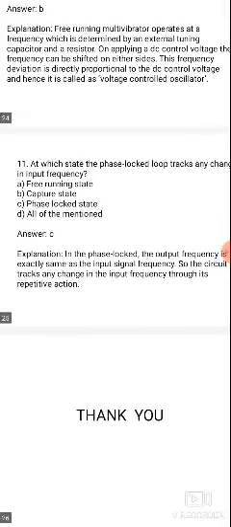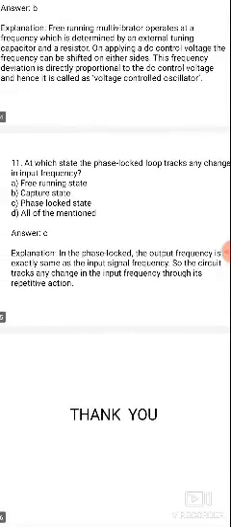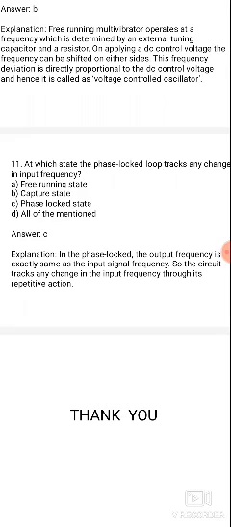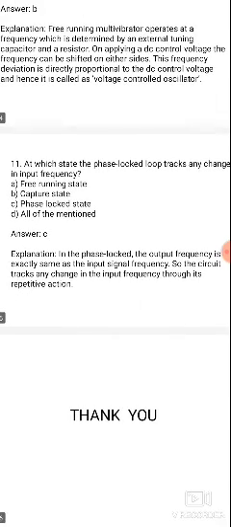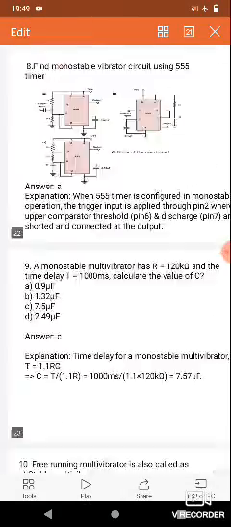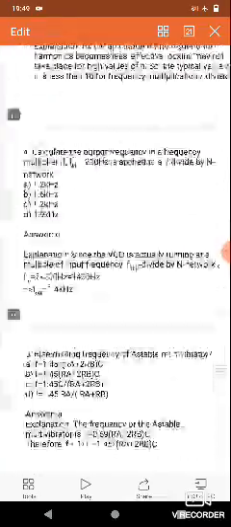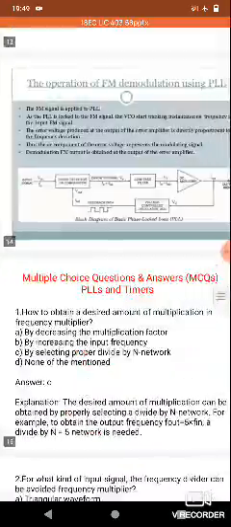In a phase lock loop, the output frequency is exactly the same as the input signal frequency, and the circuit tracks any changes in input frequency through its repetitive action. That's why we choose phase lock loop as the answer. So this is about the multiple choice questions related to timers and PLLs.